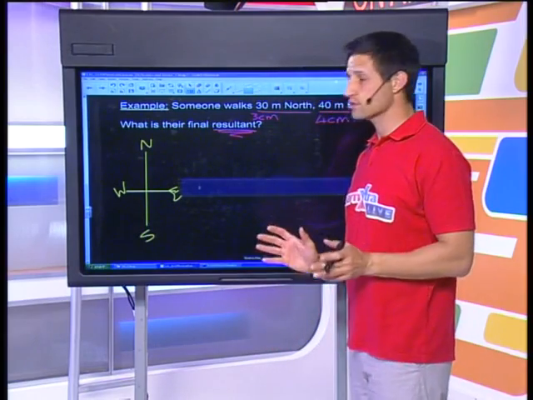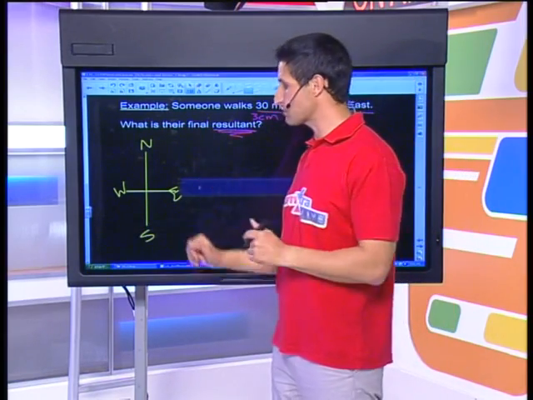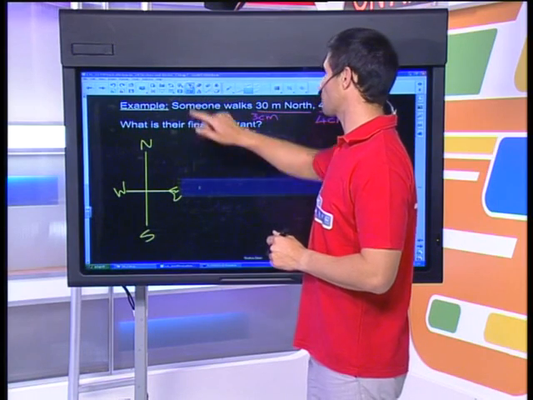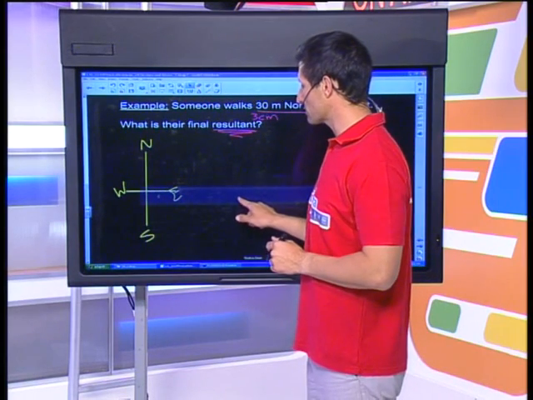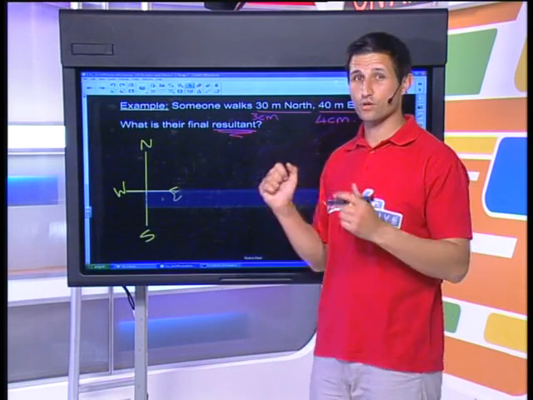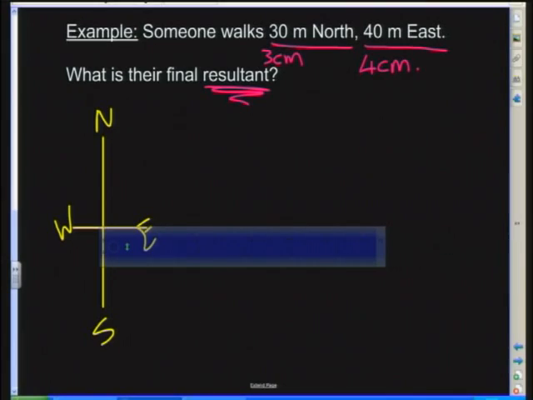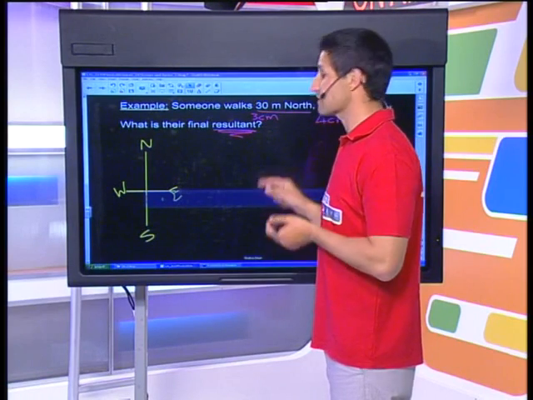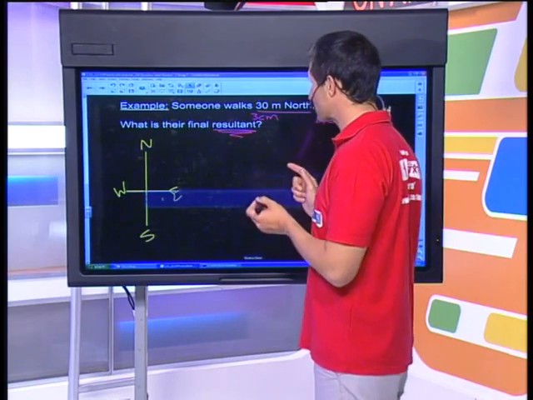Okay, but now I'm going to use my compass, the center of it, as a starting point. So now this person, if I put the zero of my ruler over there, walks 30 meters north. So what I've got to do now is draw a line which goes up 3 centimeters up the north line. So let's do exactly that.